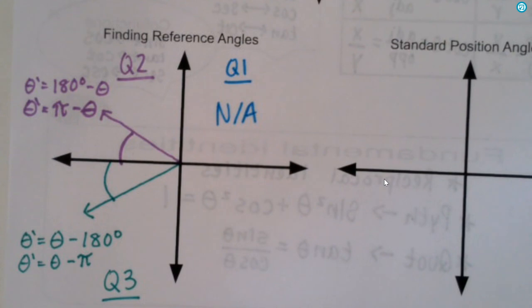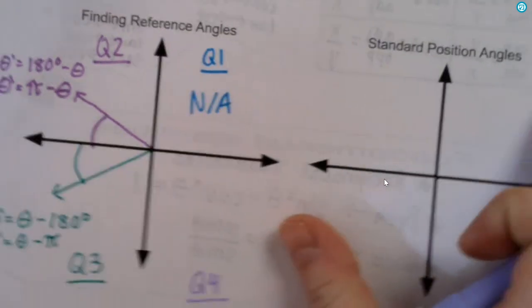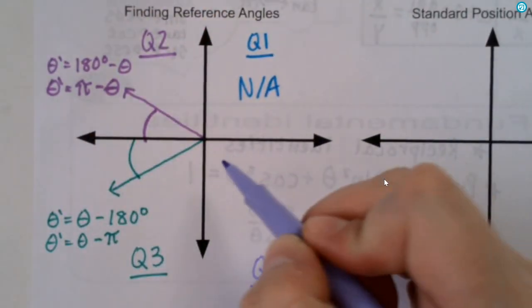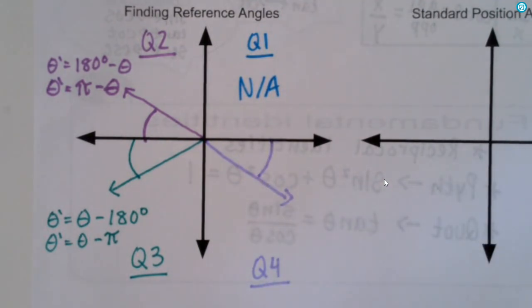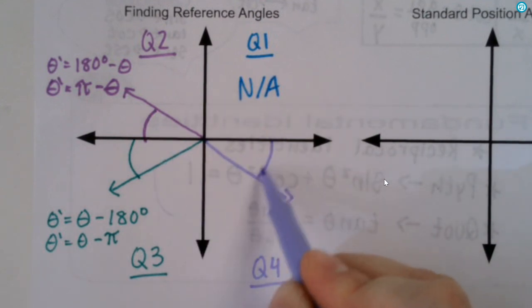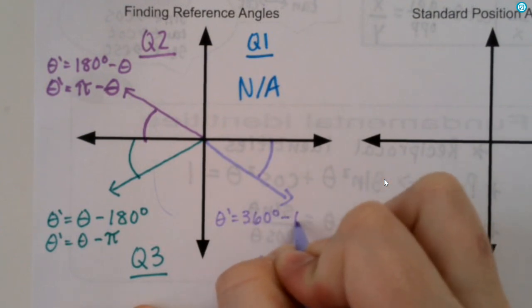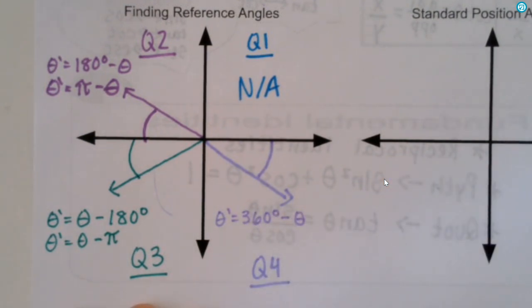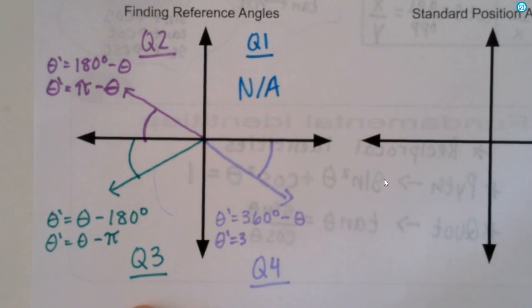Last one, quadrant 4. If you have an angle in quadrant 4 that you're trying to find a reference angle for, you would be trying to find this angle between the positive x-axis down to that point. So for quadrant 4, I would do 360 minus my entire angle to give me what I have left there. So theta prime equals 360 degrees minus theta, or 360 degrees is the same as 2 pi, so theta prime equals 2 pi minus theta.